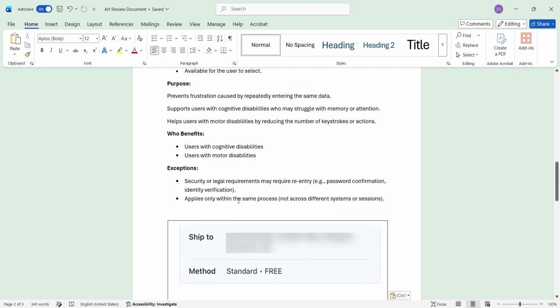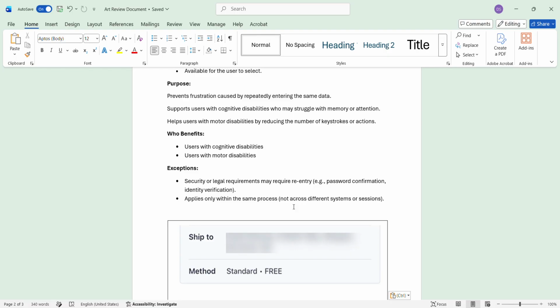There are some exceptions to this, where a security or legal requirement may apply, like where password confirmation is required. In those details, we have to enter the password confirmation multiple times. That is the exception. Another exception is that this is not for different sessions. It only applies when we are working within the same process, not across different systems or sessions. So suppose one person is working on one system and another person is working on another system, then this WCAG guideline is not applicable there. That is the exception.